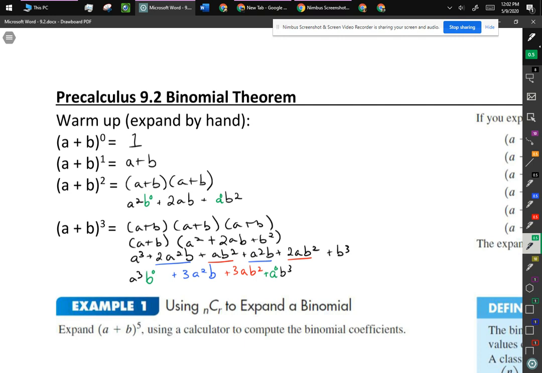And the reason I'm doing this is because this is where binomial theorem, the patterns in which are leveraged to come up with an algorithm to do high-powered binomial expansion, this is where it starts.